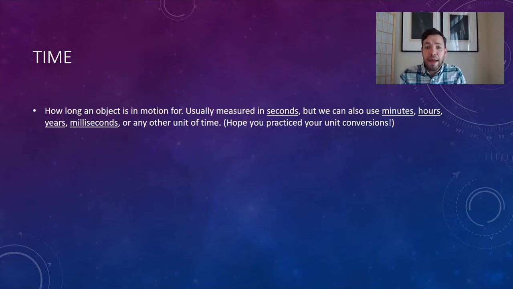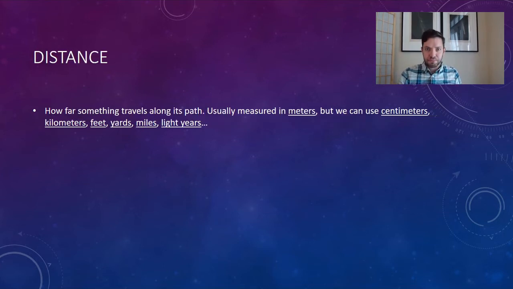The first is called time. Obviously, this is how long something is in motion for. In science, in this class, most of the time we measure this in seconds, but we can measure it in different units like hours, years, centuries, whatever. So that's why we've been working on unit conversion, so we can jump back and forth between these units.